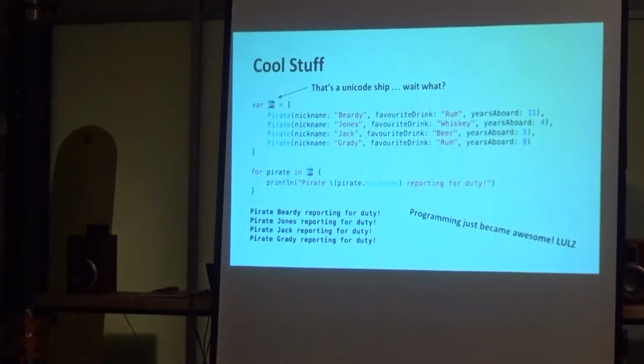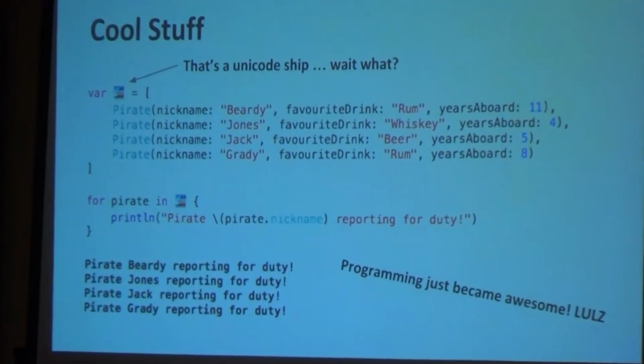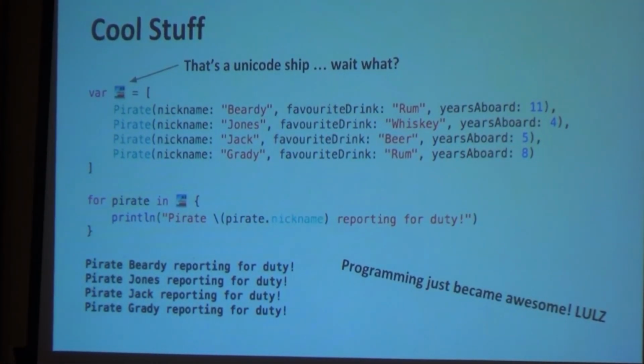You probably heard of this, but Swift supports all Unicode characters, so that means programmer happiness. Imagine looking through 5,000 lines of code with emojis in and icons and Chinese letters and stuff like that. So yeah, programming just became awesome.